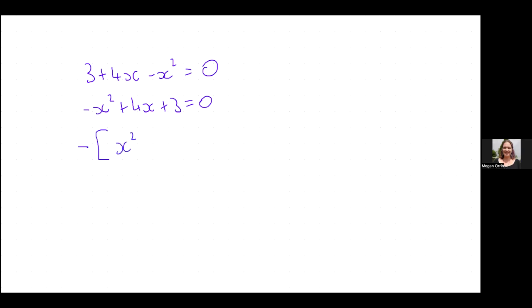So let's look at something in a slightly different form. All right, same thing. It's in the weird form, so I'm just going to rearrange it. So minus x squared, and then this is a positive 4x, a positive 3 equals 0. Now, I cannot make something a perfect square if it's got a negative in front of it, so I'm just going to take this out. So this becomes x squared minus 4x minus 3. So we'll leave it like that.